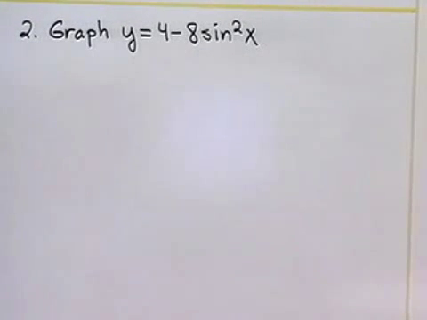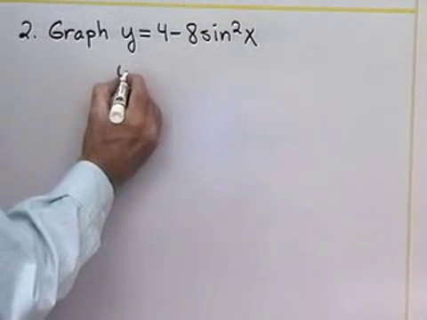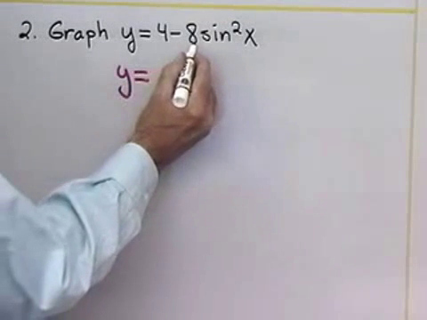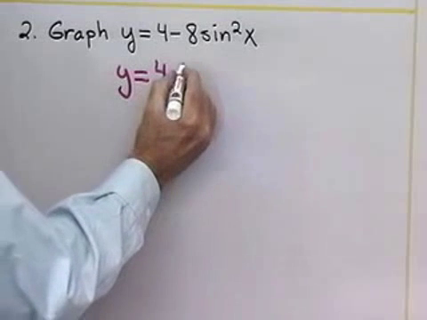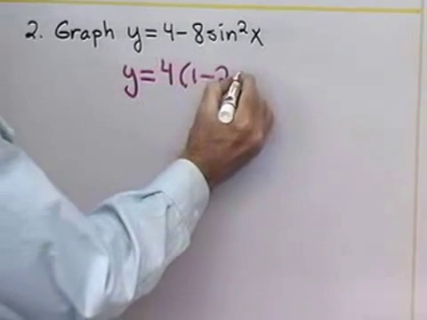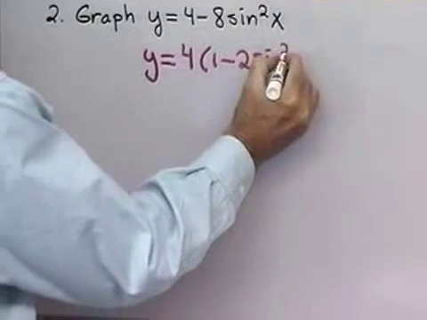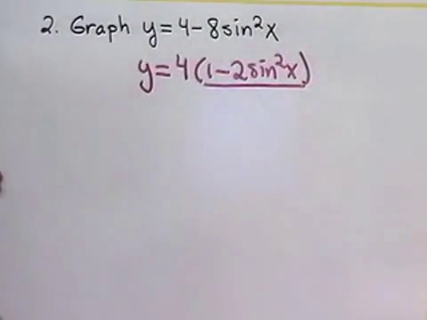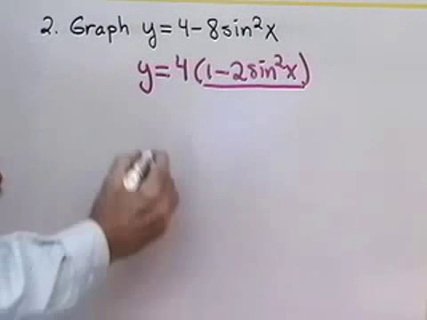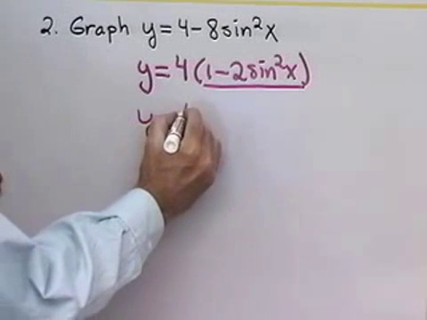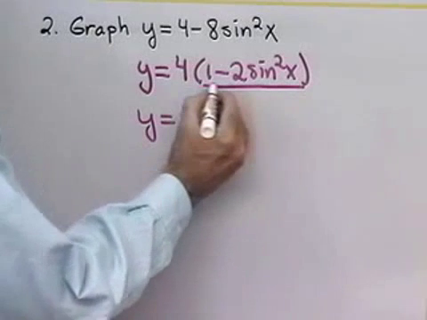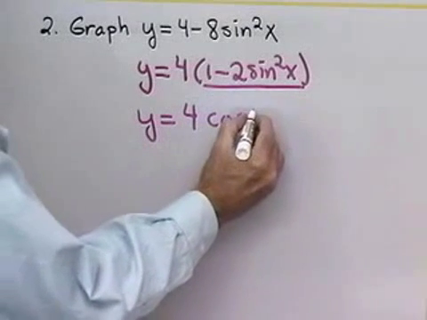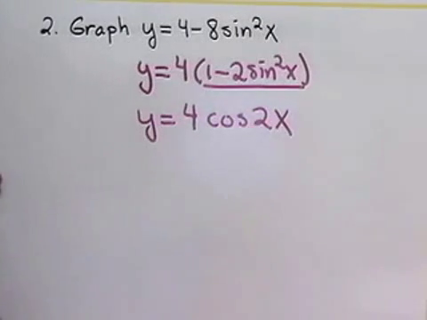Now I want to graph y equal 4 minus 8 sine squared x. Let's start by factoring a 4 out of each term. What's left is 1 minus 2 sine squared x. Then I recognize this as the expanded form of cosine 2x. So I can rewrite this as 4 times this expression right here can be rewritten as cosine of 2x.